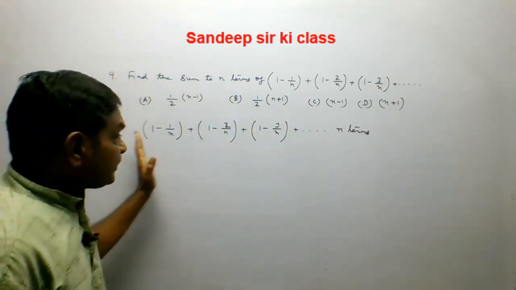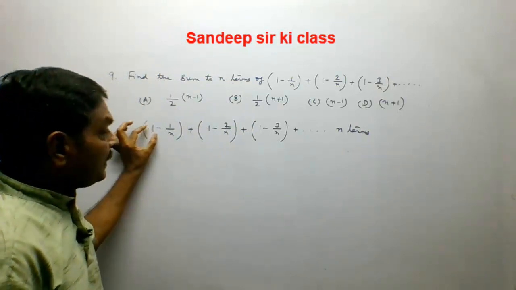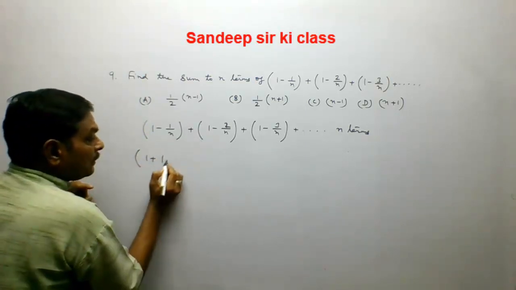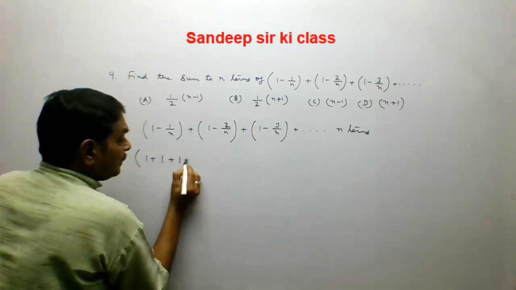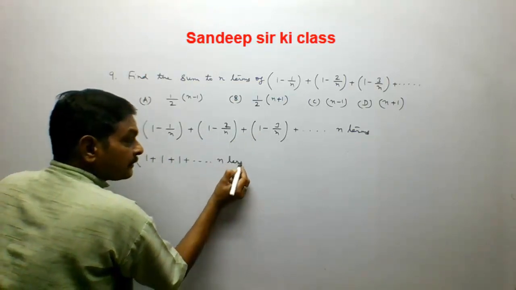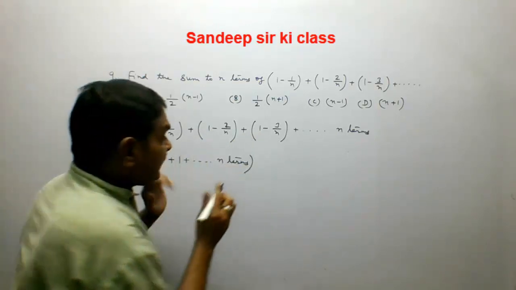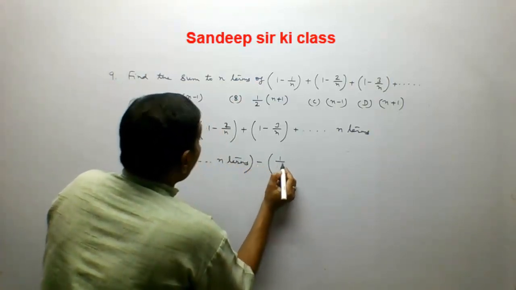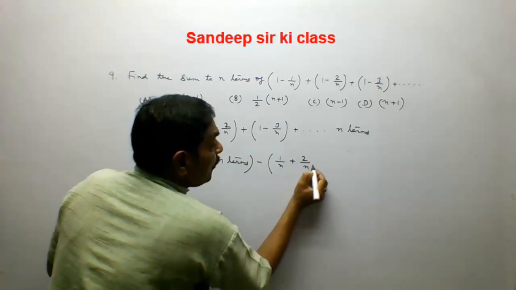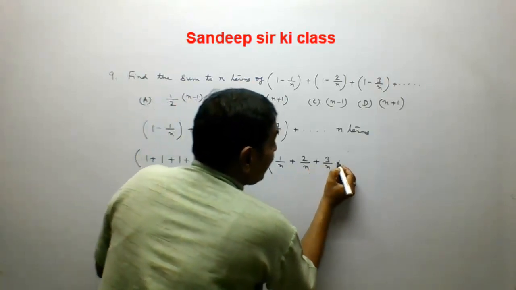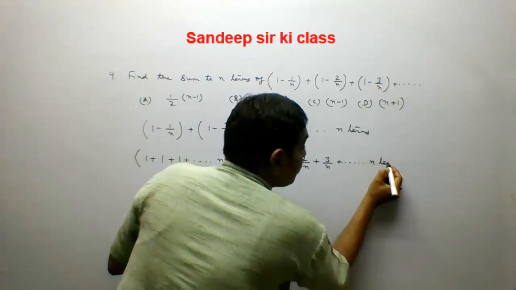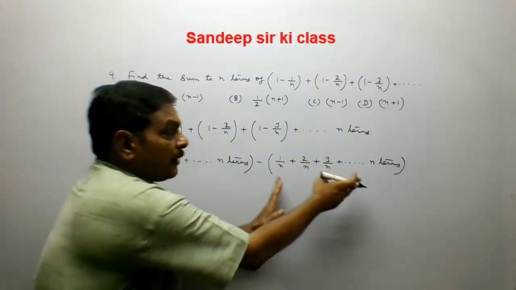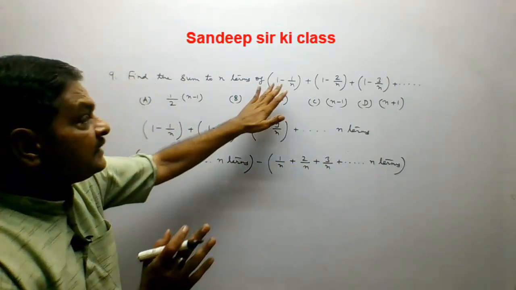Now we can split the series. First term is 1 in each term. So 1 plus 1 plus 1 and so on to n terms. This becomes one series. Minus in second terms can be taken common. So it will be 1 upon n plus 2 upon n plus 3 upon n and so on to n terms. This becomes our second part. First part is this, second part is this. We have split the given series.